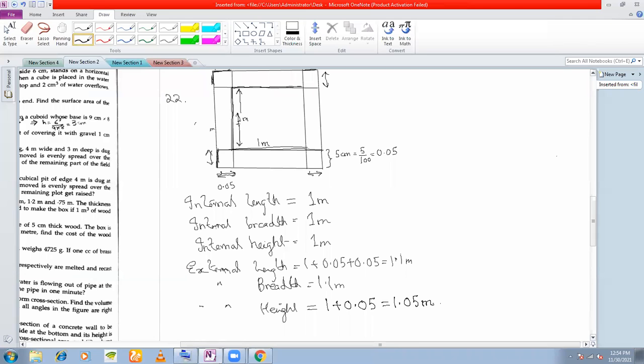But if it is a closed box, then what will happen? If it is a closed box, then there will be thickness at the top also of the box, right? There will be wood at the top also. In that case, the height will also be 1.1 meters. Clear with this? Clear with the picture that I'm trying to give you?